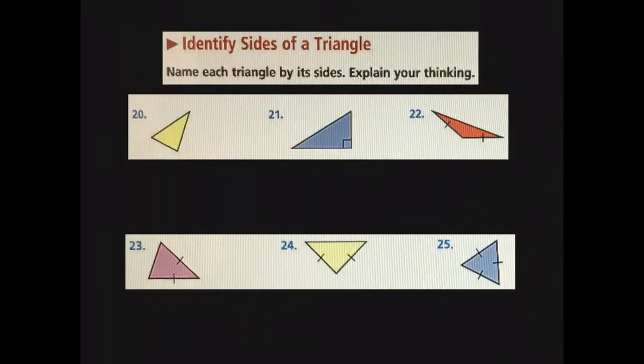Now on this slide, I'll practice identifying the sides of a triangle and then naming each triangle by its sides. So I'll explain my thinking as I go. So the first one, number 20 on here, doesn't have any markings. So that means all three sides are different measurements. So this is a scalene triangle. Number 21, again, I don't see any markings. I do see a right angle, so that's a right triangle. However, due to the fact that all of these sides are different measurements means we have another scalene triangle.